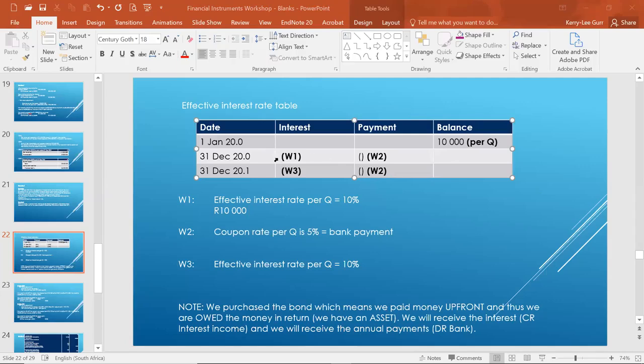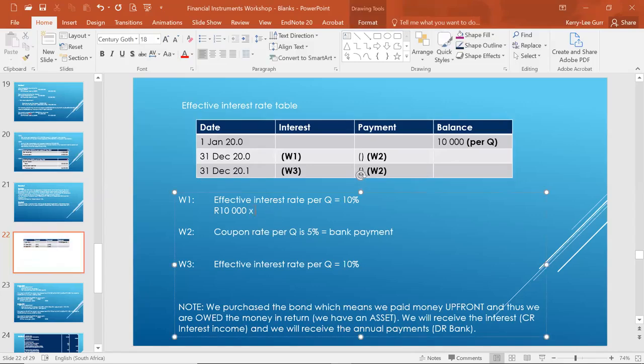And we then work with our interest. Our effective interest rate is what is important. So we start off with the balance that we were given. We've got that and we've put it in our table. We use that balance and multiply by our interest rate to get our interest for our table.